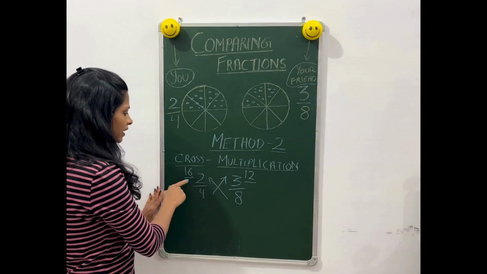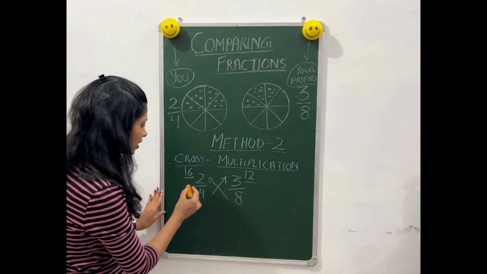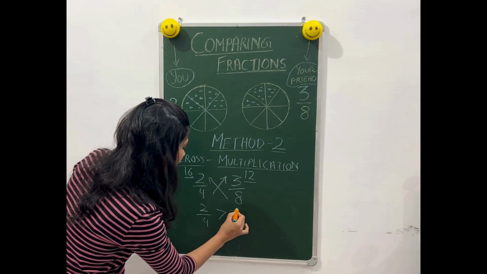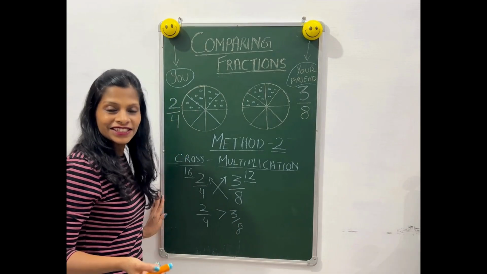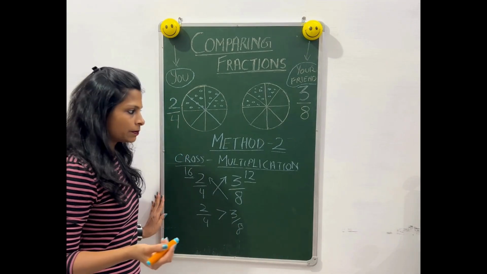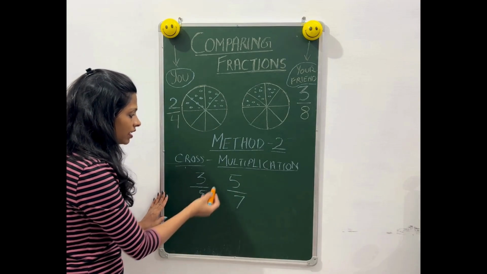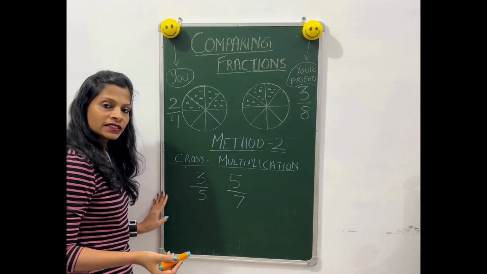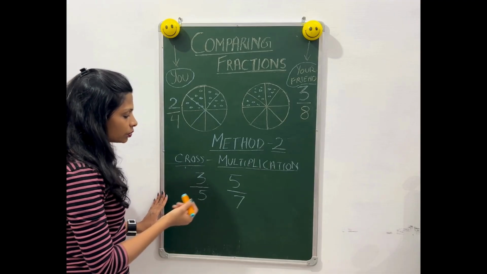Now which one is greater, 16 or 12? Since 16 is greater, that is why 2/4 is greater than 3/8. Simple? Let's take another example to understand this better. Let's say I have 2 fractions, 3/5 and 5/7. The numerators are different and the denominators are different and they don't have any common factor. How do we compare these 2 fractions?